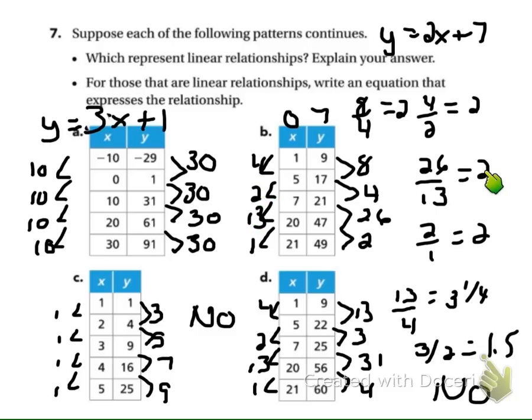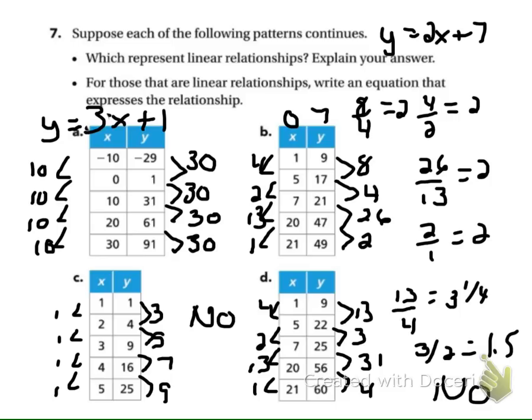Now that I know the constant rate of change is 2, because I did the change in y divided by the change in x, I can work backwards. So here if I subtract 1, I get 0, and here if I subtract 2, which is the constant rate of change, I get 7. So that tells me the y-intercept is 7. The equation for this table is y equals 2x plus 7.